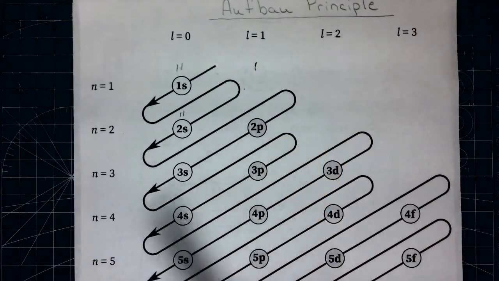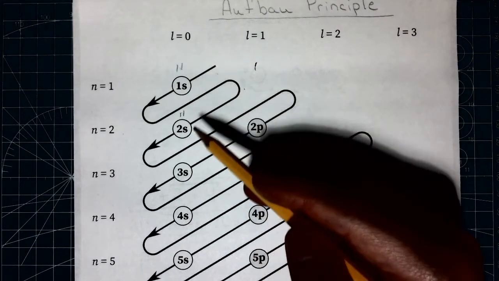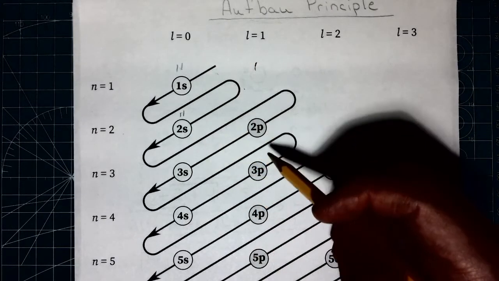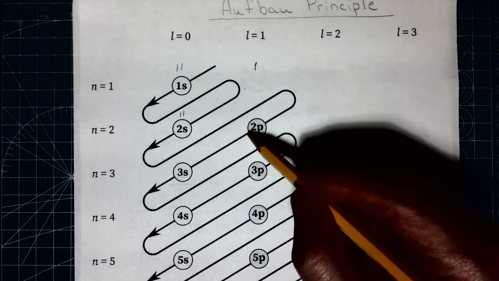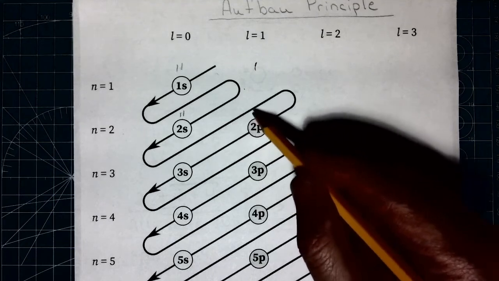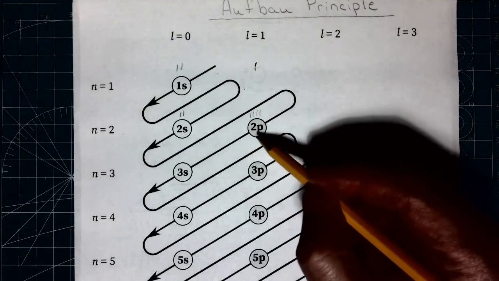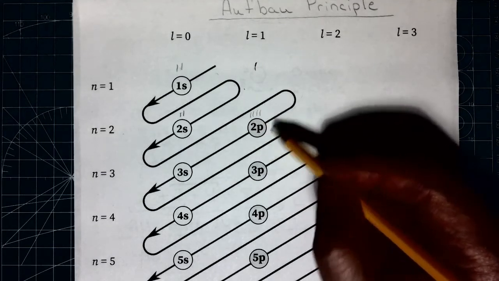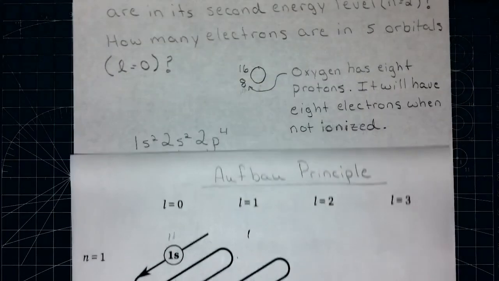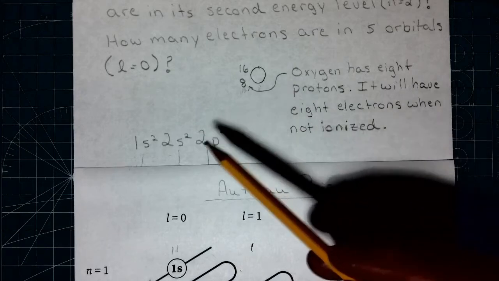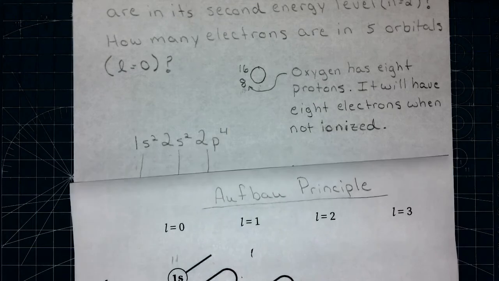Now, I need to fill in 8 electrons. I've already done 4, so that means I have 4 electrons left to place. I know that this 2p can hold 6 electrons, so I can put all 4 of the remaining ones in here. It'll have plenty of room for it. It can still accept 2 more electrons, but I'm all done. I've filled in all my electrons. And I'm going to write that as 2p superscripted 4.